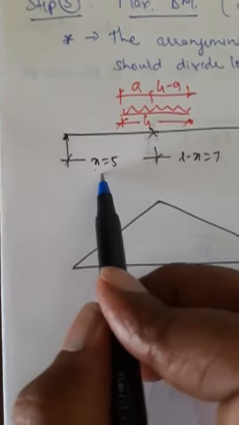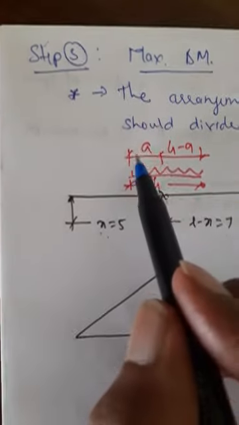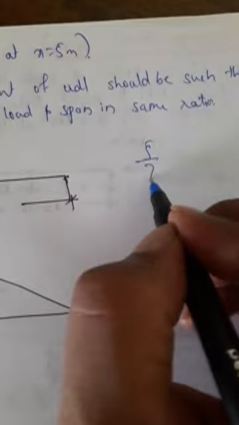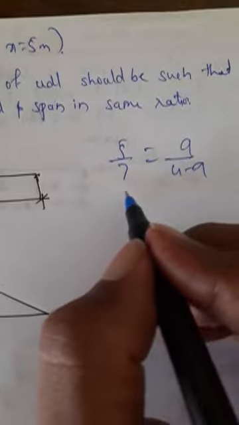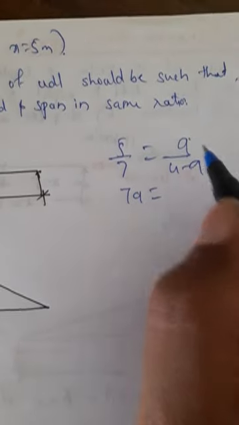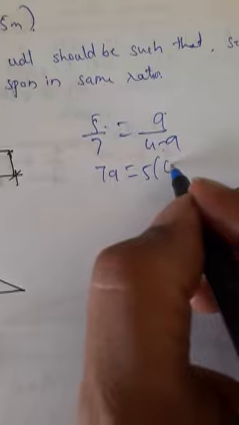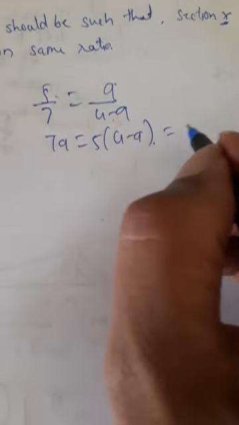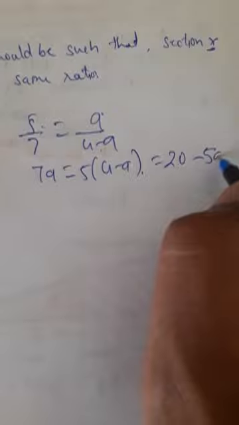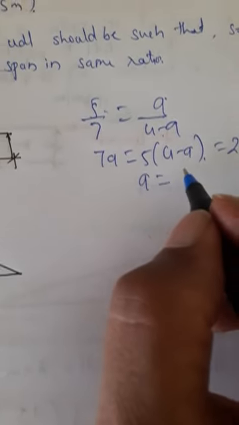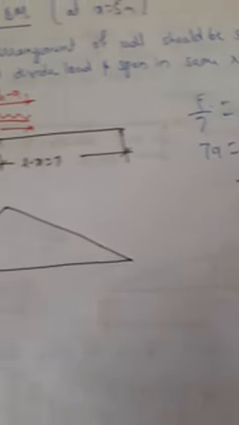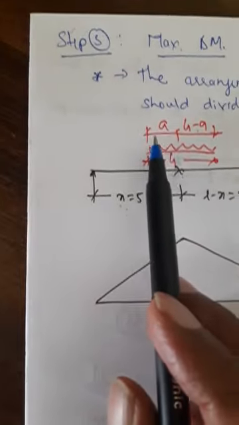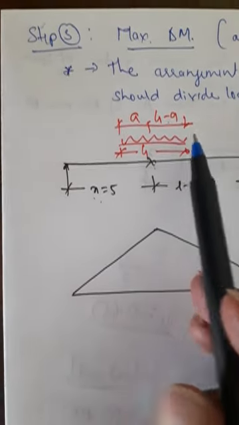So 5 divided by 7 is equal to A divided by 4 minus A, or 7A is equal to 5 into 4 minus A is equal to 20 minus 5A, or A is equal to 1.67 meters. So you have to place the load such that 1.67 on this side, rest on this side.